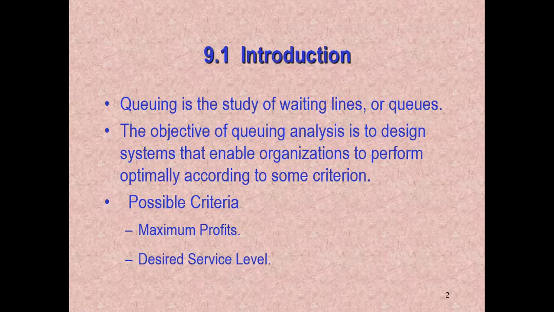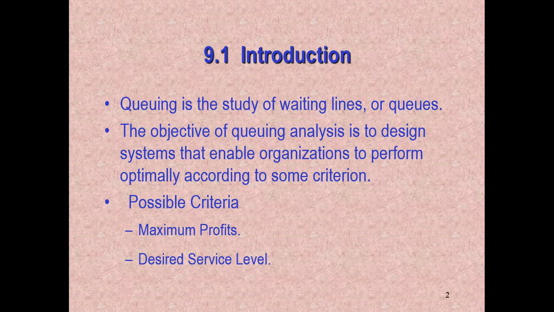So queuing is the studying of waiting lines or queues. Our objective in these situations is to design a system that enables an organization to perform optimally according to some criteria. For example, maybe we want to maximize profits. Maybe we don't care so much that people have to wait in line because we just want to hire less people. But these people aren't going anywhere. We're the only game in town, right? So monopolies maybe operate like that.